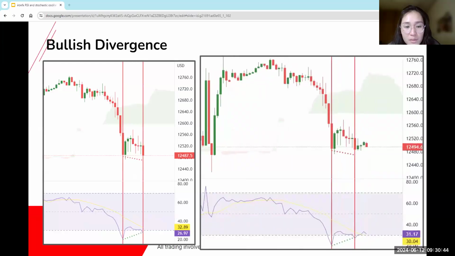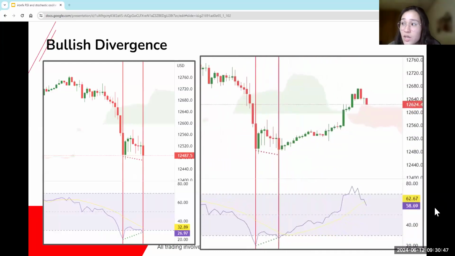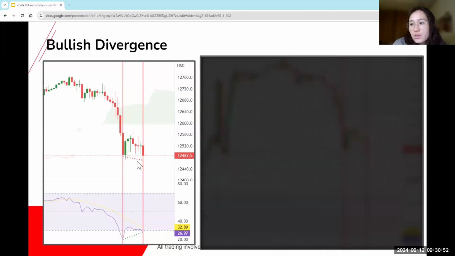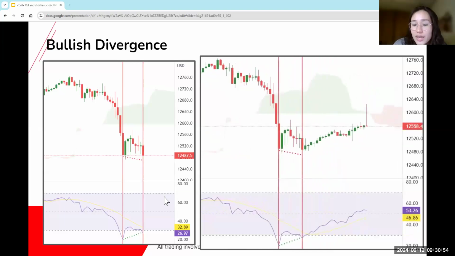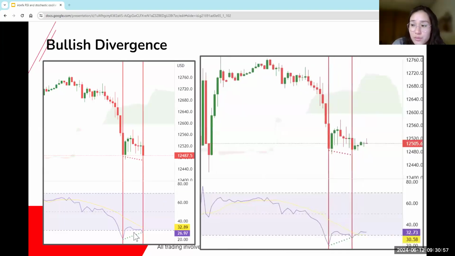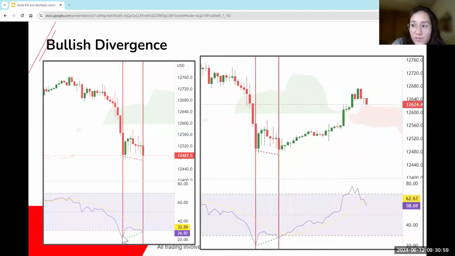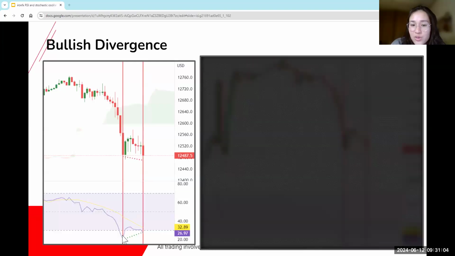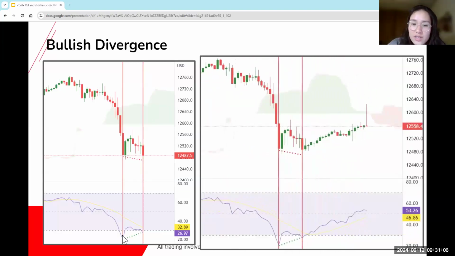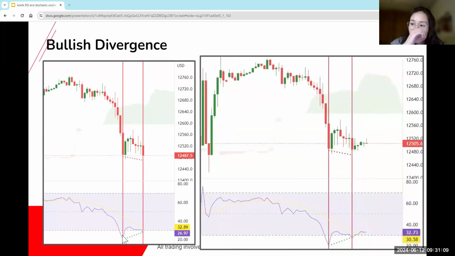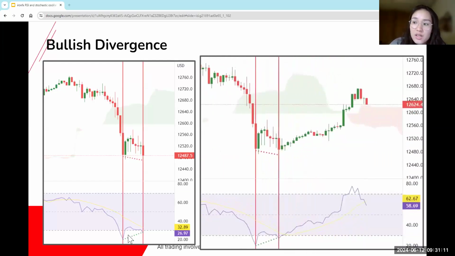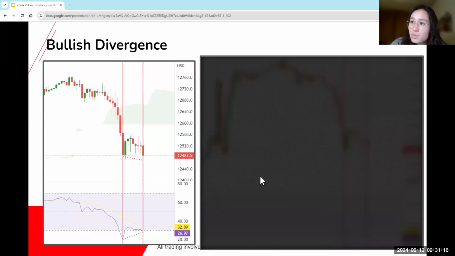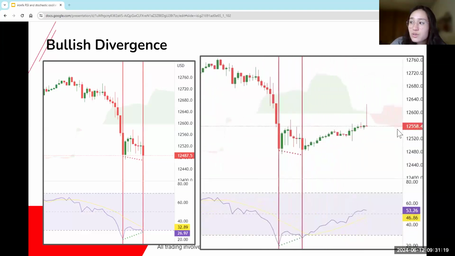Okay, another example for bullish divergence. Here's a little bit smaller. You can see price making a lower low, RSI making a higher low. Another point is that RSI is actually moving below 30, which, if you remember earlier, is a sign that price is oversold. So it could be a sign that price is going to rise again. So you can see after this bullish divergence, price did continue to rise.